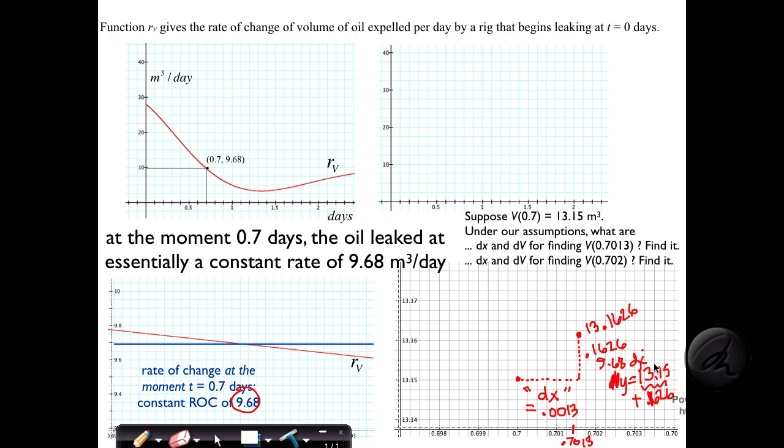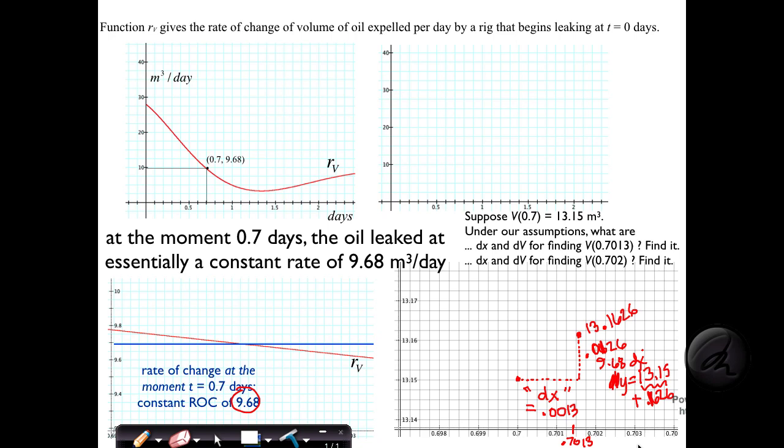All right, so this is 0.0126. All right, so 0.0126 is the dy value, and then we got this 13.1626 as the new value of y, the y final after an incremental increase in dx, or in the x value rather, by this dx value of 0.0013. So the second part to the question was, well, what if I wanted to find the value of the volume of oil spilled by time 0.702 days?